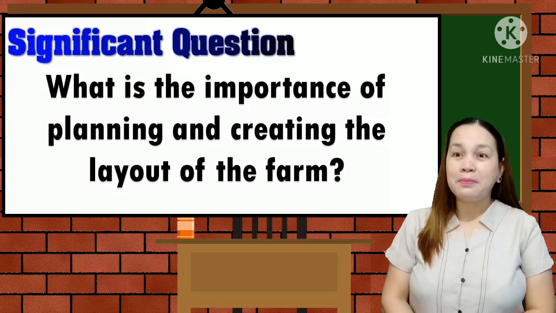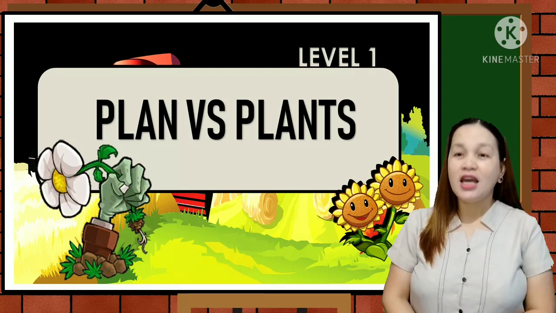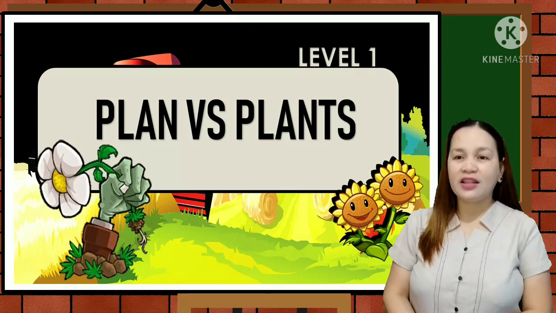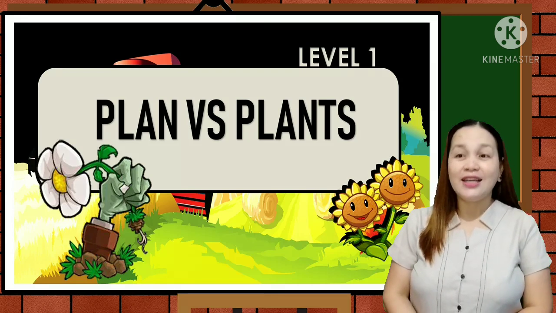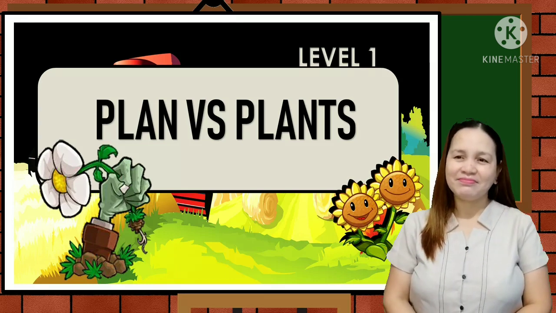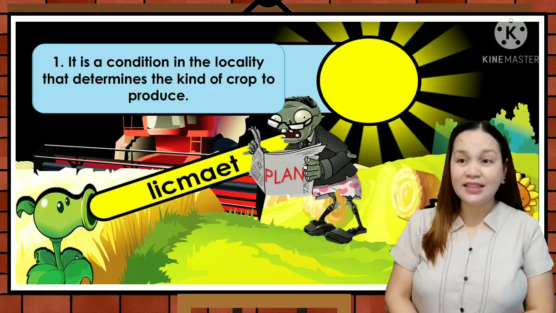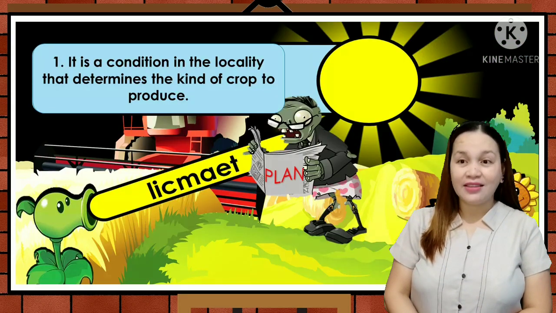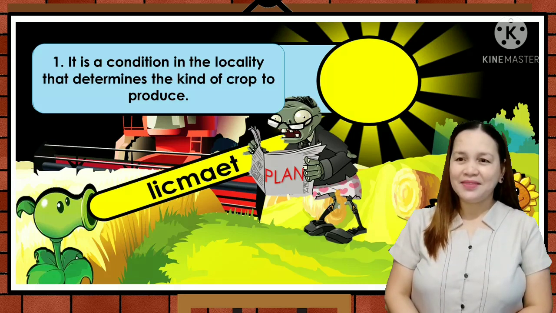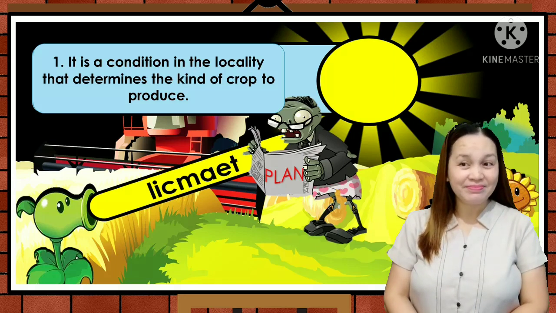Level 1. Plants versus plants. You are going to rearrange the jumbled letters to form a word. The description given serves as your guide. Number 1. It is a condition in the locality that determines the kind of crop to produce. What is your answer?